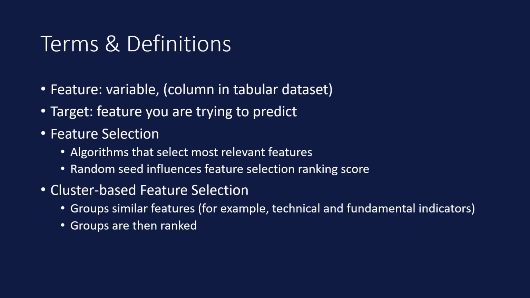Let's review some nomenclature. A feature is a variable, and in the example dataset Radu will explore, you could think of each column as a feature. A target is just a feature you want to predict, and usually has something to do with returns. Feature selection algorithms are built into the PredictNow.ai engine and have the job of finding the most useful features in your dataset to use to train your model. This is taken care of by the software.